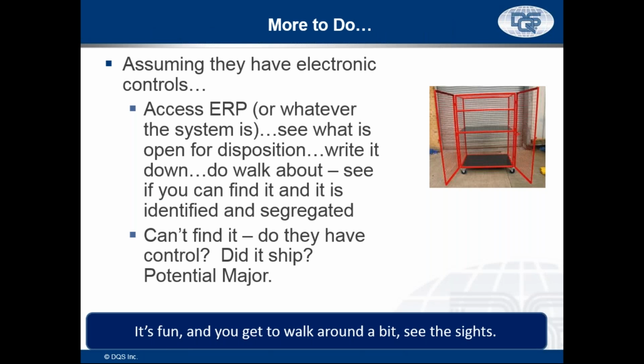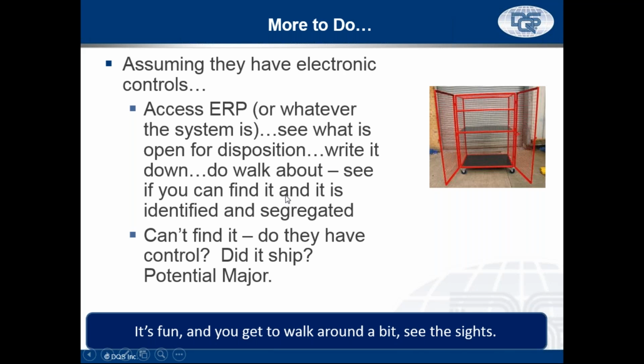Okay, one more thing to consider doing. Most companies these days have electronic controls, so they'll have an ERP system or whatever type of system where they'll be entering this stuff. Say, hey, I'd like to see what's open for disposition or what's been dispositioned. Write it down: the part number, the job number, the pertinent information, the date when it's been dispositioned.